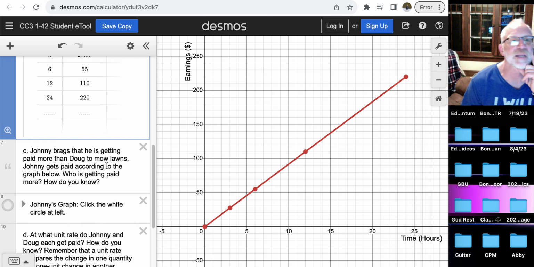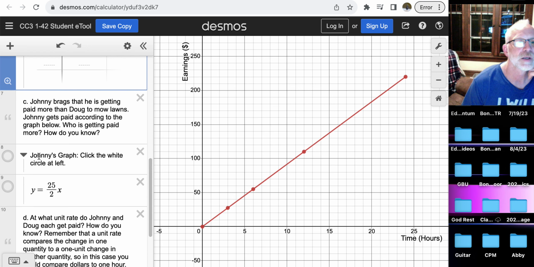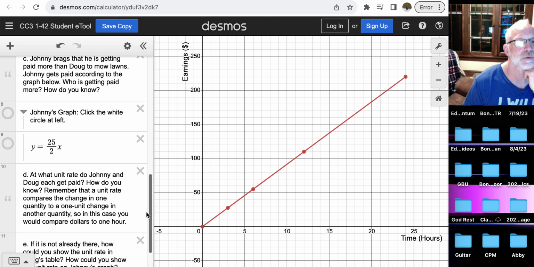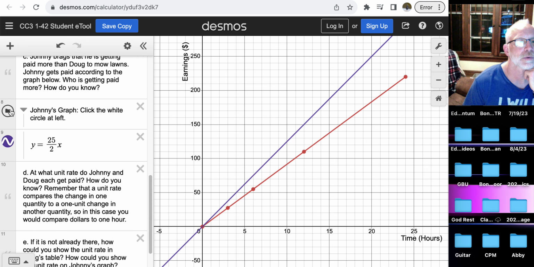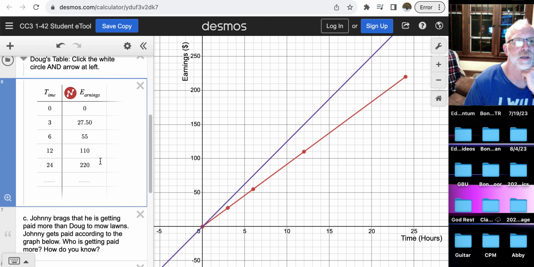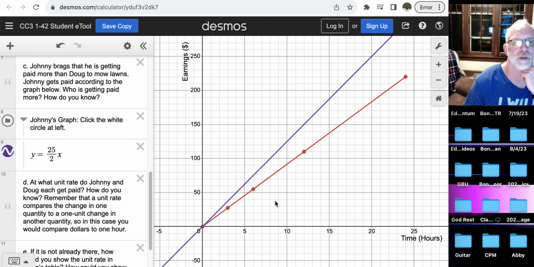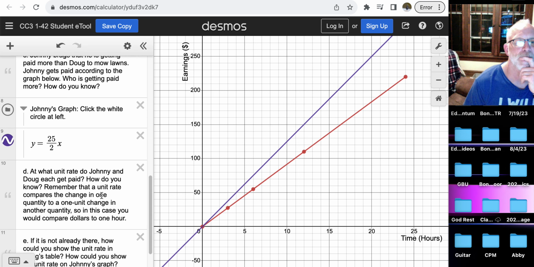Johnny brags that he is getting paid more than Doug to mow lawns. Johnny gets paid according to the graph below. Who is getting paid more? Well, let's look at Johnny's graph. Johnny said 25 divided by 2. Does it look like Johnny's getting paid more, or does it look like Doug is getting paid more?